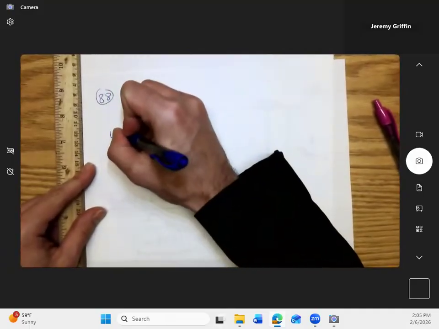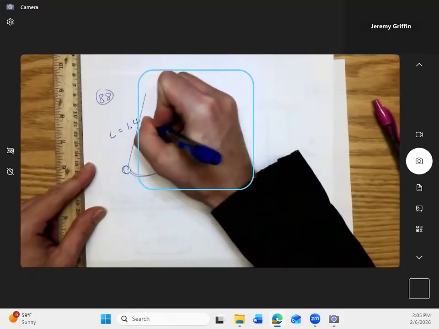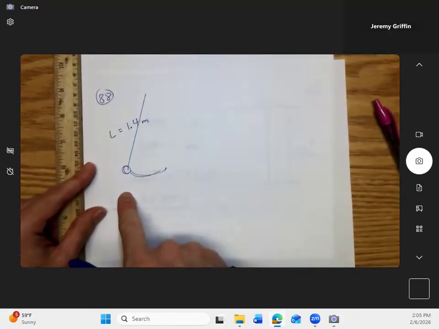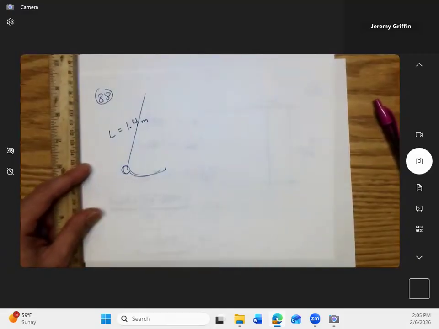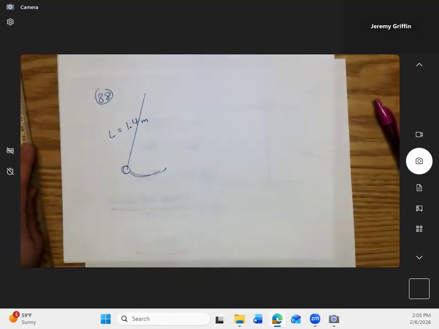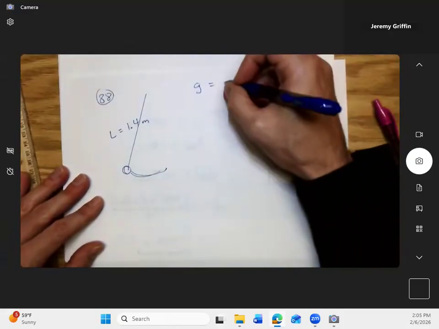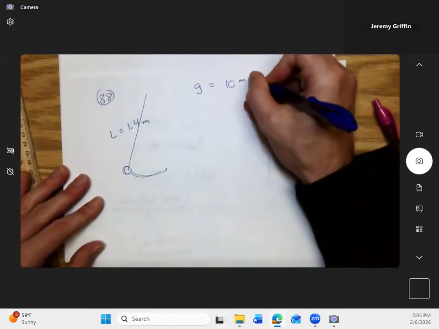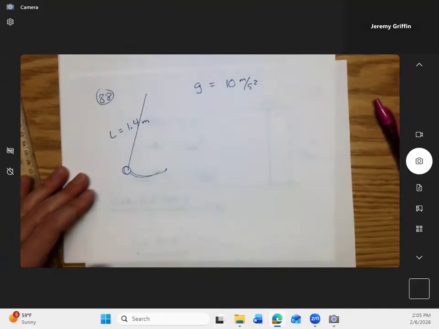Okay, so length equals 1.4 meters. Let's make some assumptions here. What's one assumption you think I'm going to make? The gravity's 10 meters a second. Yeah, let's definitely assume we're in Earth gravity. You call it 10, so let's go to 10. What do you think are some other good assumptions?